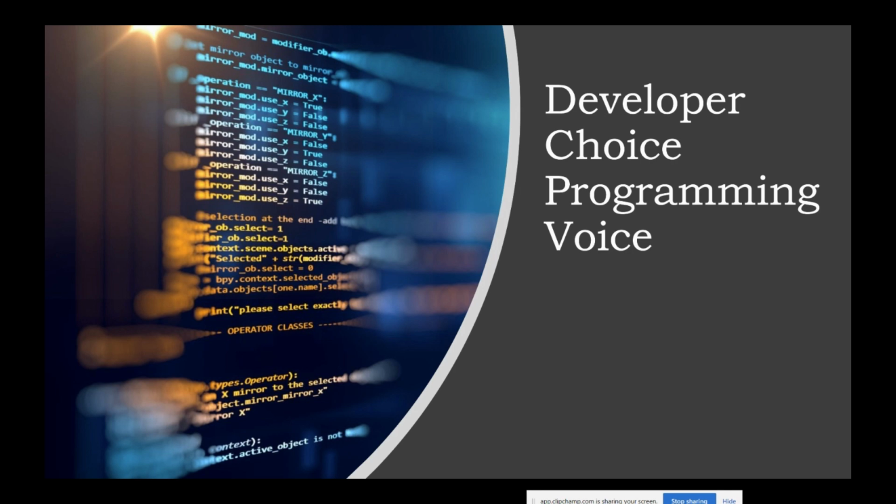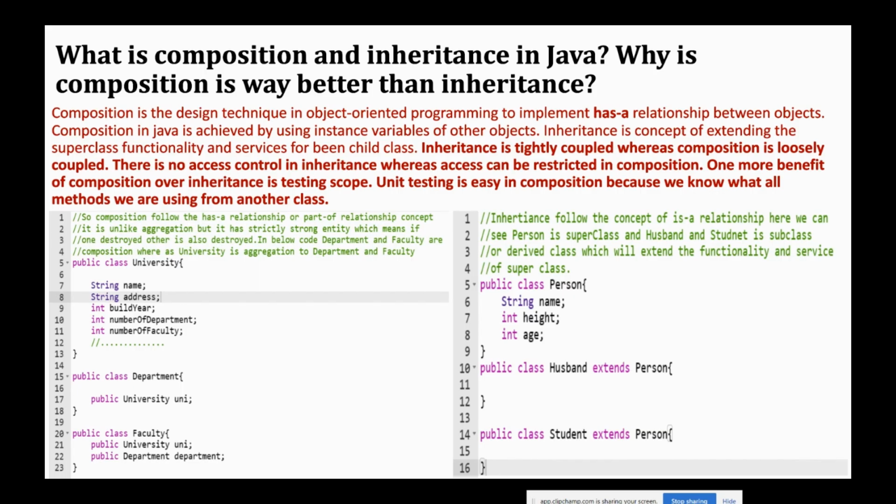We are just looking at some interview questions for Java, especially related to object-oriented programming. Here, the first question: what are composition and inheritance in Java? Why is composition way better than inheritance? Composition is a design technique in object-oriented programming to implement a has-a relationship between objects. So that means it has a has-a relationship.